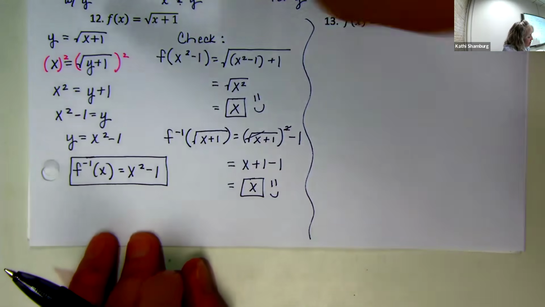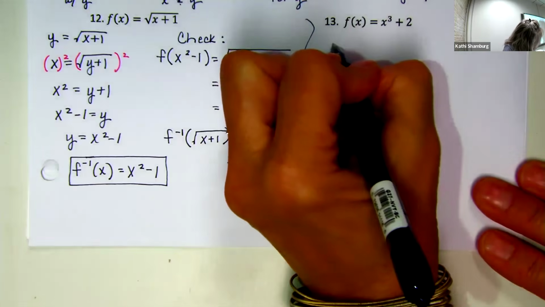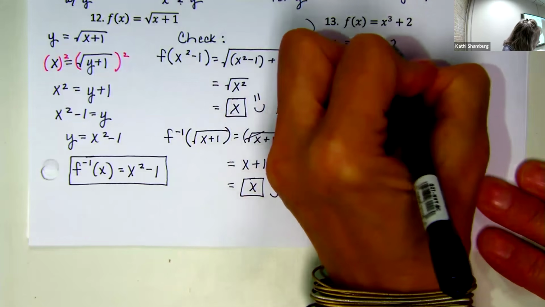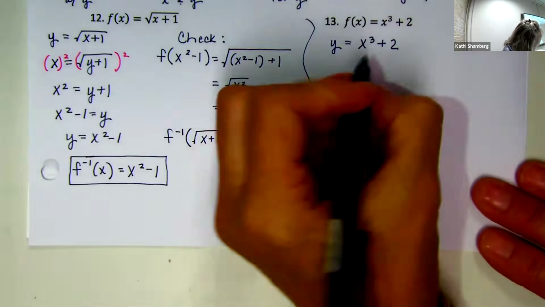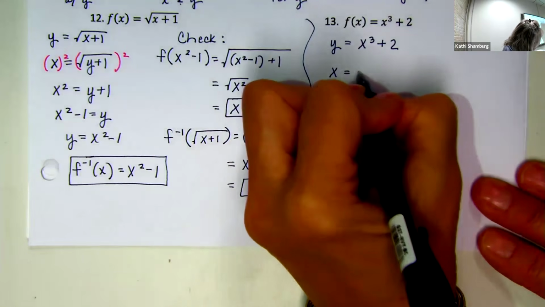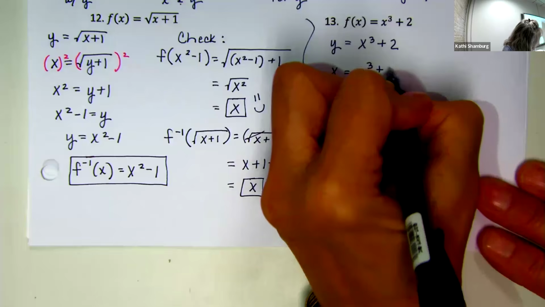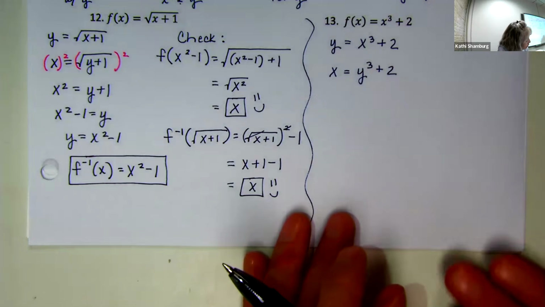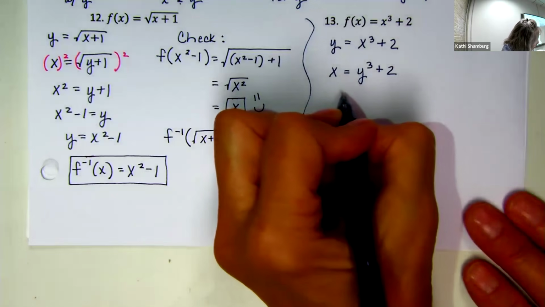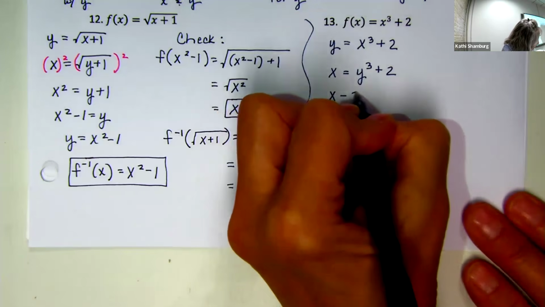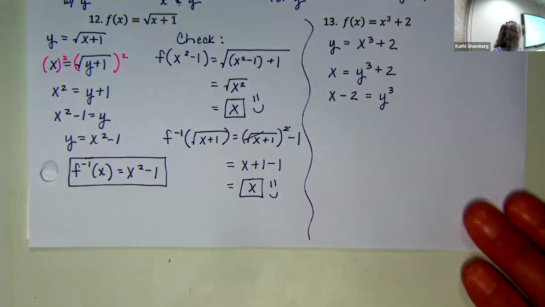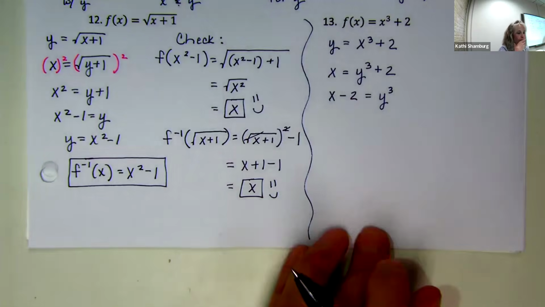All right, so we're going to go through these 4 steps. So I'm going to replace F at X with Y. I'm going to switch my X and my Y. And now we're going to solve for y. So I'm going to subtract 2 from both sides, and I get x minus 2 equals y cubed. Okay, what am I going to do to both sides to get rid of that cubed?